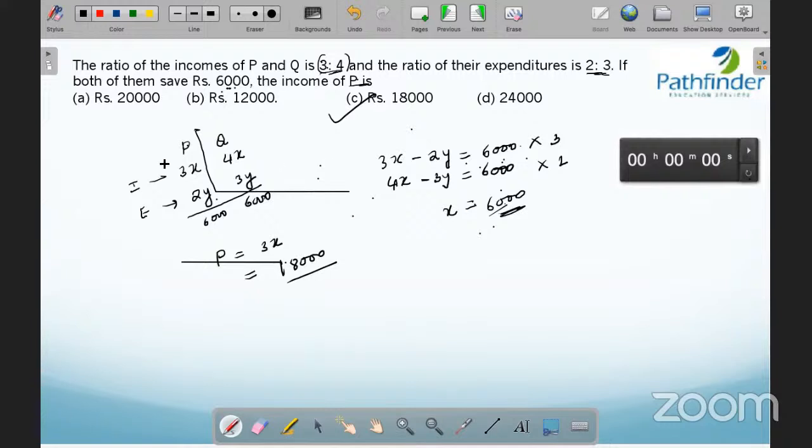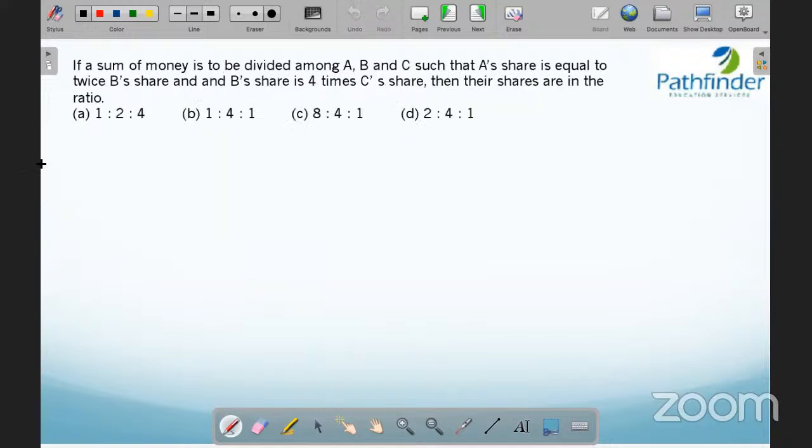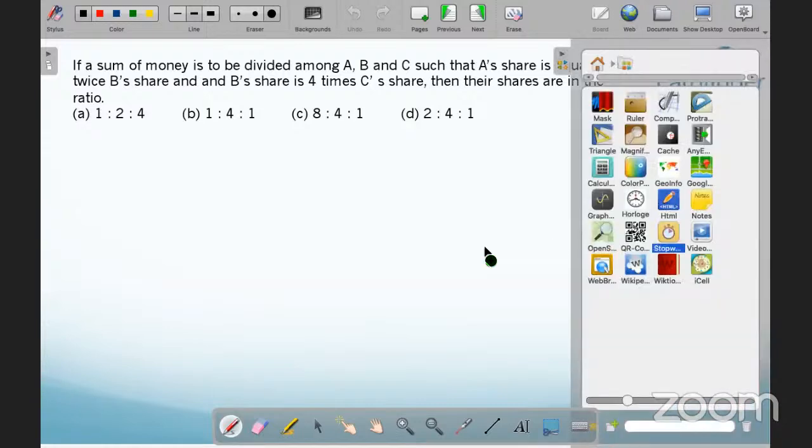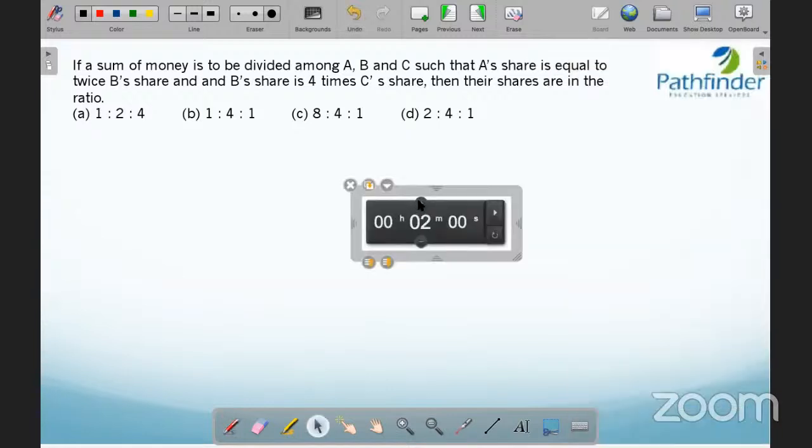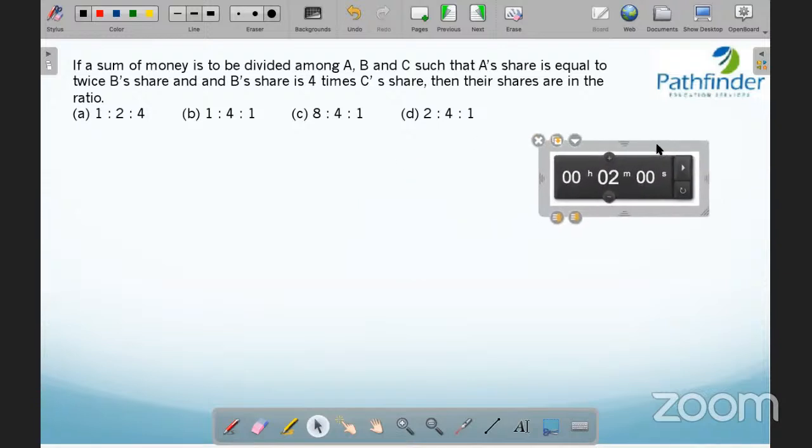All right, let's move to the next question. And once again, I'll give you 2 minutes to solve the question. Try solving the question. And at the end of 2 minutes, if you're not able to solve it, I'll help you solve it. Your time starts now.